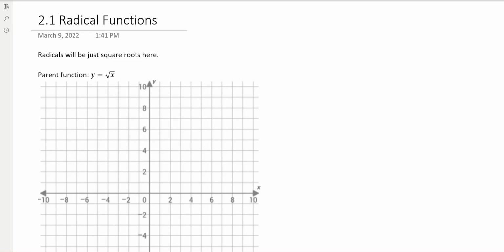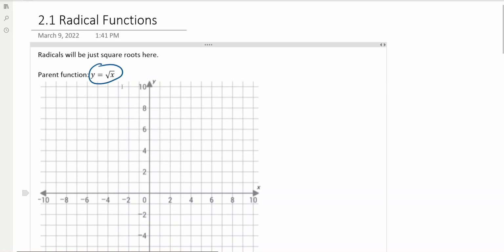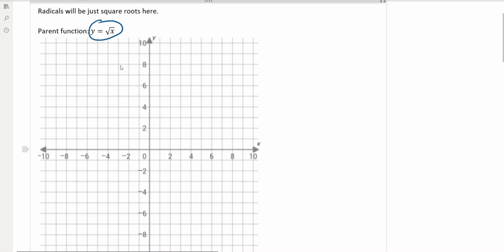To begin with, we have a lot of practice with parent functions and therefore with transformations, and we're going to use those skills when we're looking at a lot of different topics, including radical functions, a little bit into rational functions, as well as the next unit in trig functions. So anyways, we have the parent function, which is y equals square root of x.